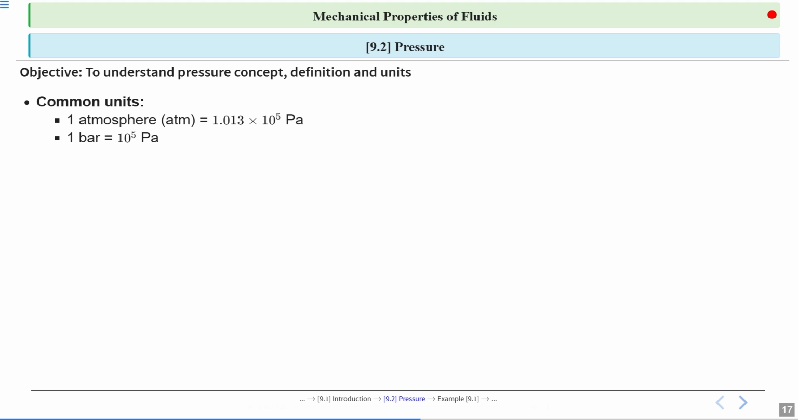Next, we have the bar. 1 bar is equal to 10 raised to the power 5 pascals. This unit is commonly used in meteorology and engineering. It's slightly less than an atmosphere, making it a convenient unit for many practical applications. And last is torr. 1 torr is equal to 133 pascals. This unit is named after Torricelli, an Italian physicist.